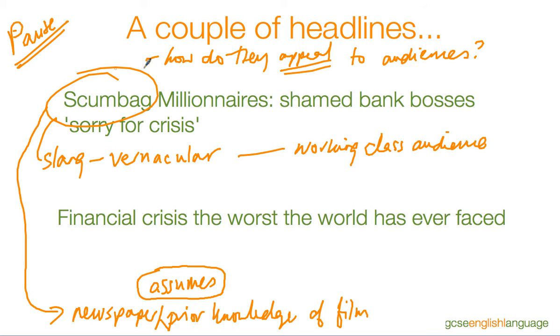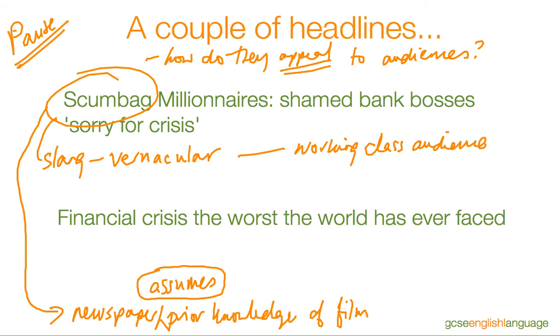So here, the use of the slang, the vernacular, the pointing it more towards a working class audience, the linking into a modern film, all suggest the type of publication that would be targeted at a slightly sort of lower middle class or working class readership. And of course it's the Sun. This was from the Sun.